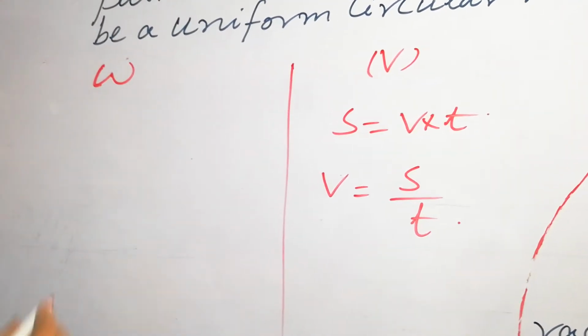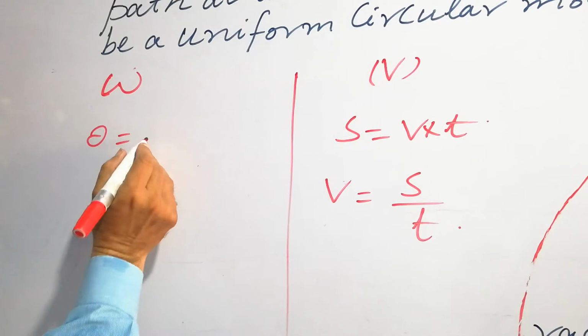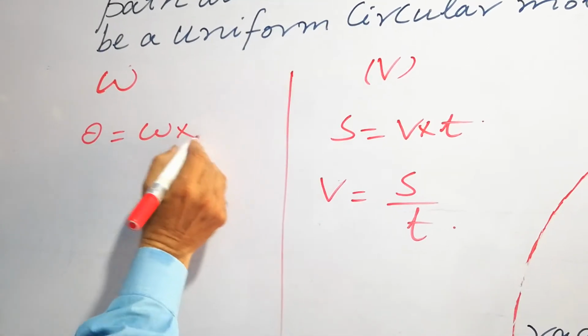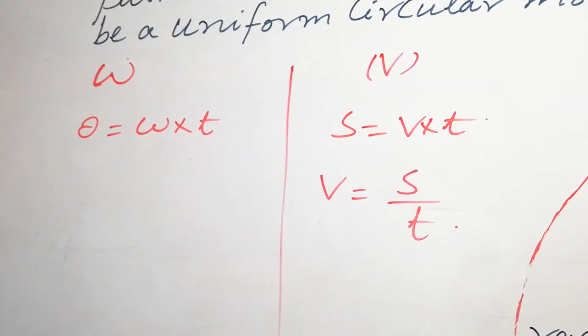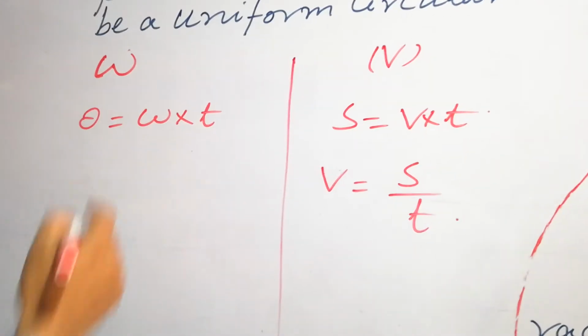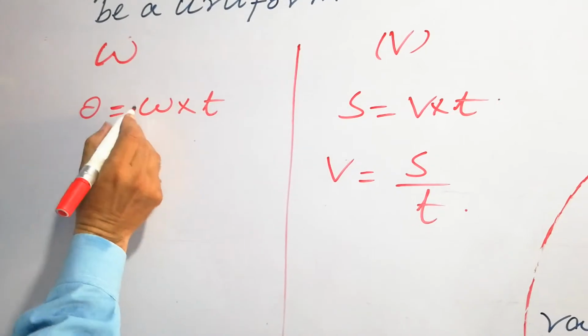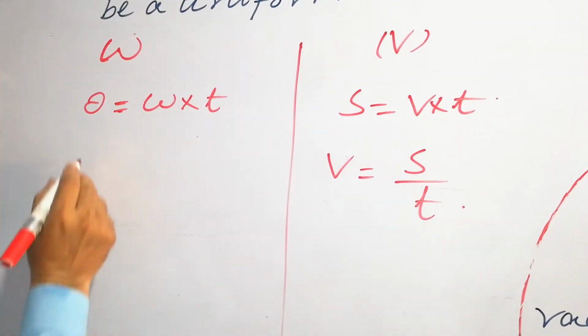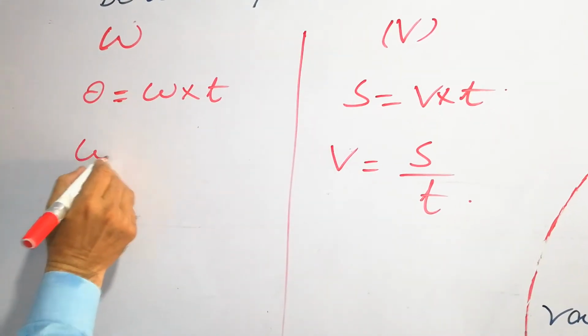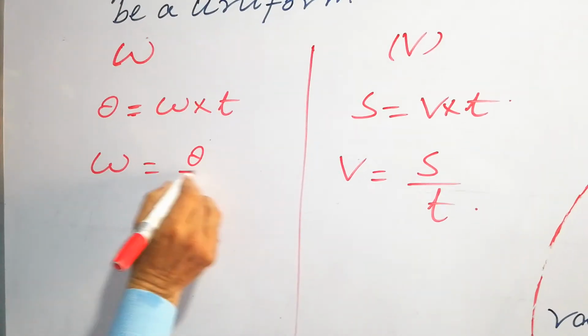And in this case, we have theta is equal to omega into t. Theta is the angular displacement, omega is the angular velocity, t is the time. Theta is equal to omega into t, and omega, the angular velocity, will be equal to theta over t.